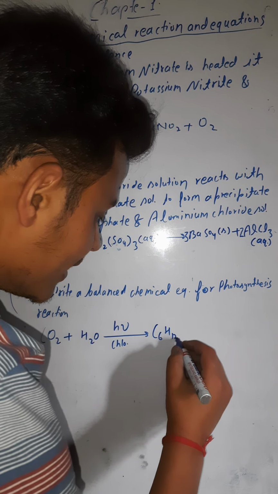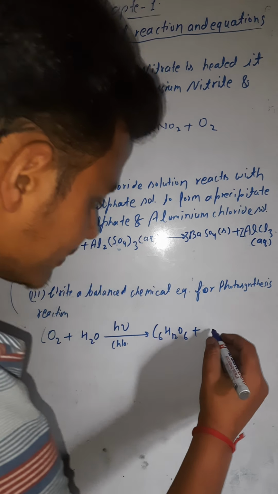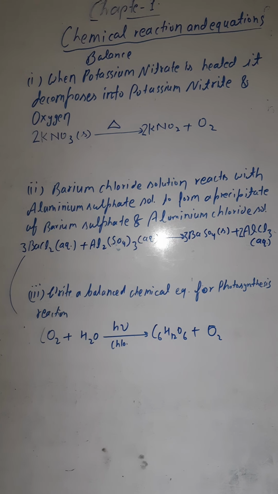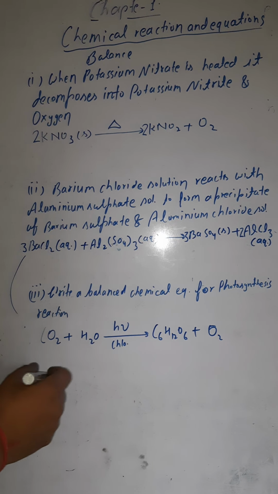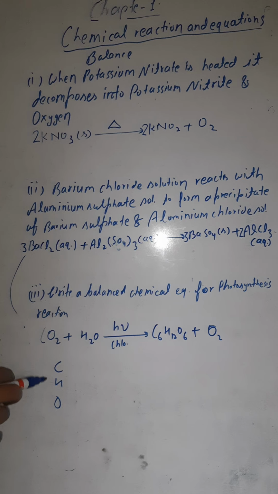carbohydrate C6H12O6, and again it gives oxygen also in the reaction of photosynthesis. Now you have to balance this. First you will balance carbon atoms, then hydrogen atoms, then oxygen atoms. If you see carbon atoms, here is only 1 carbon, there 6 carbon atoms are there, so write here 6.